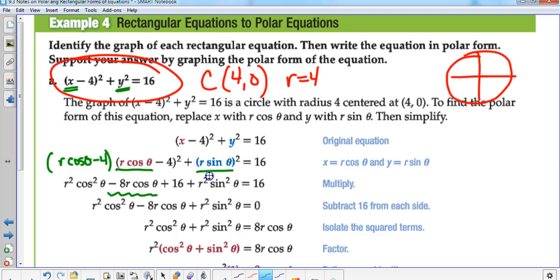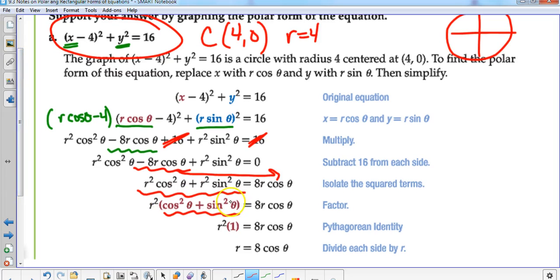Then they said, well, let's just knock this equals 16 out of here. Does that seem okay? All right. Then they decided to add this over to the other side so that they had this mess left. Because if they took out an R squared, guys, look what happened. Cosine squared plus sine squared is 1. Then they got to here, divided both sides by R, so they had R equals 8 cosine theta.